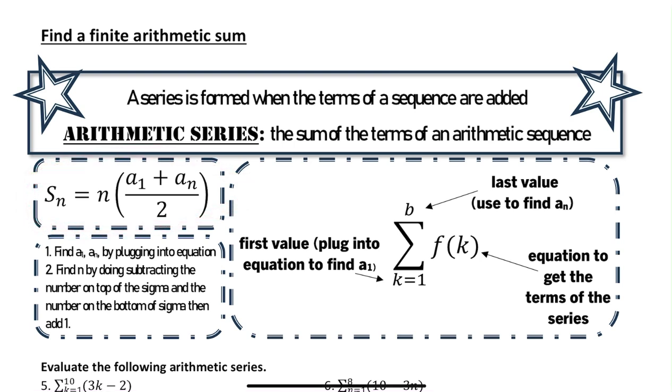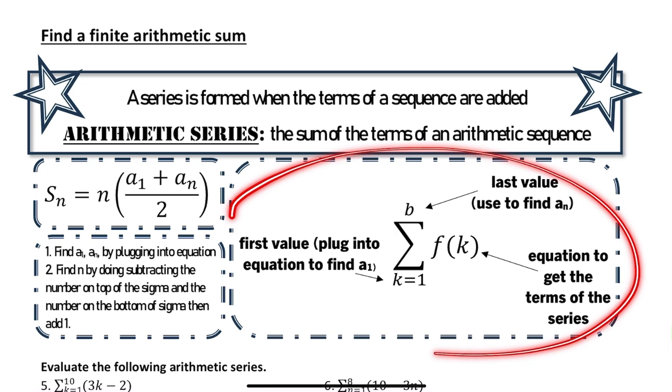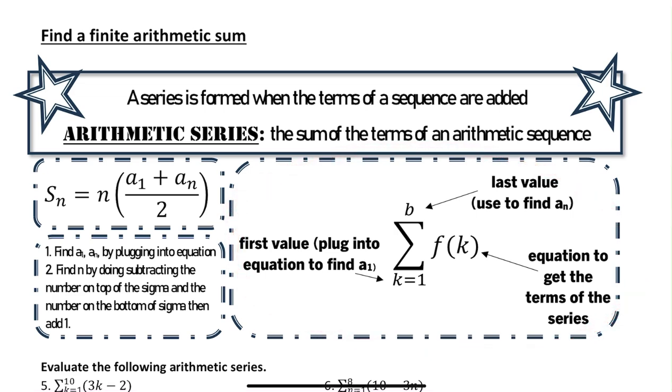Most of the time, you're going to be given a problem written in this notation, and you have to do a few things to be able to convert this notation and use this formula. This notation is called summation notation. This is the capital Greek letter sigma. The first thing you're going to do is find a sub 1 and a sub n.